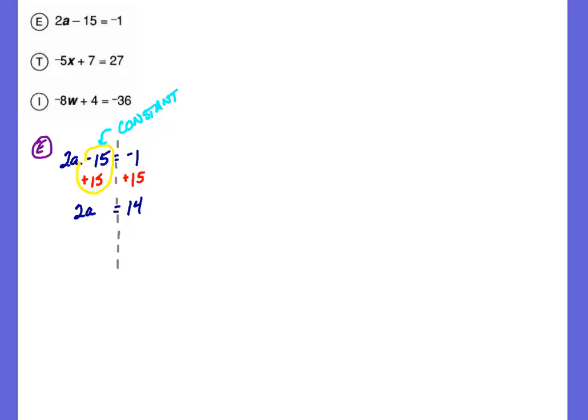So I know that 2a is equal to 14, but I want to know, what does 1a equal? Well, I'm going to divide my 2a's into two groups. If I divide 2a's into two groups, each group has a in it. And if I divide 14 into two groups, each group has 7 in it. Is that right? Well, let's find out with our check.